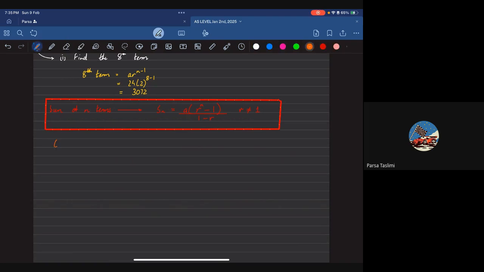Is this clear, Parsa and Nopal? Yes. Yes, sir. Nopal, is this clear? Okay, all right.